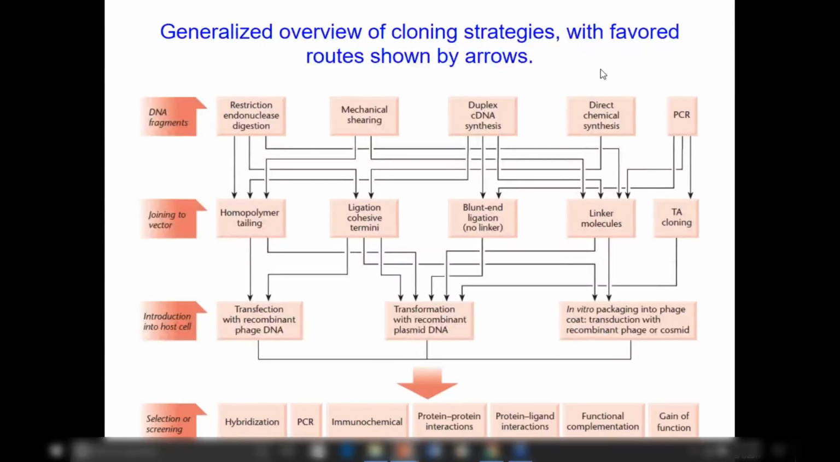Before that, in the animation I showed that the DNA fragment can be made into pieces. For example, I showed restriction enzyme, isn't it? Apart from the restriction enzyme, there are so many other ways where I can create a fragment. The DNA fragment can be created by restriction endonuclease digestion, by mechanical shearing, by cDNA synthesis, chemical synthesis, or PCR. Any one of these methods will create a piece of fragment, isn't it? Yes or no, guys?